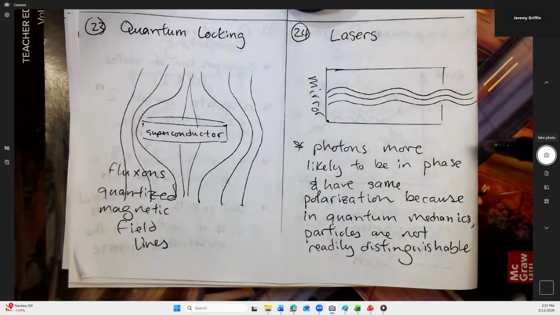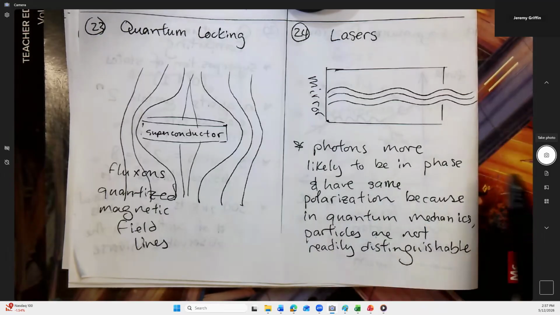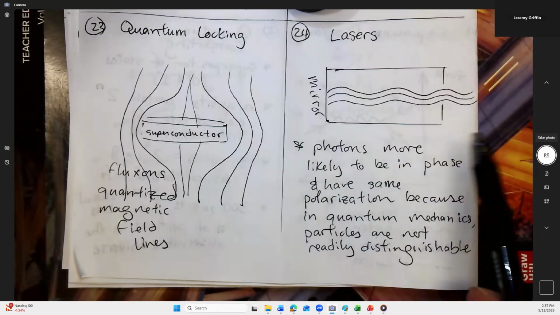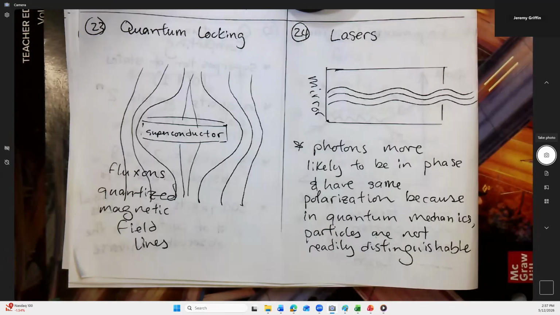Okay, so there's this quantum explanation of photons are not readily distinguishable in a quantum sense. What is a particle? What is a wave? So if you get these photons of light reflecting back and forth between these mirrors, then from a quantum perspective, they're more likely to have the same polarization and be in phase. So those individual photons of light are not readily distinguishable.